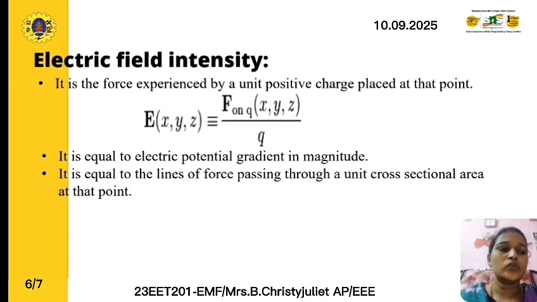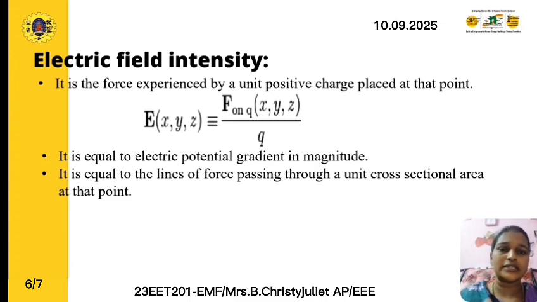Now, let's see what is meant by electric field intensity. Electric field intensity E is the force per unit positive charge. The force experienced by a unit positive charge is called the electric field intensity, or the electric field strength. This can be written mathematically as E is equal to F by Q.